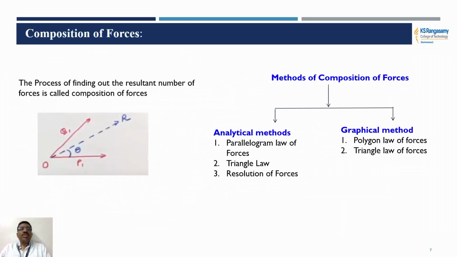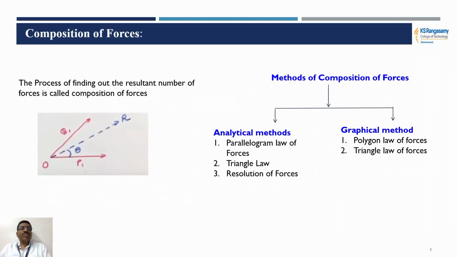Now we are able to see the composition of forces. The process of finding the resultant of the forces is called the composition of force. Consider P1 as well as Q1 are two forces acting at the point O. The resultant force will be acting diagonal to the forces P1 and Q1 with respect to the angle theta.